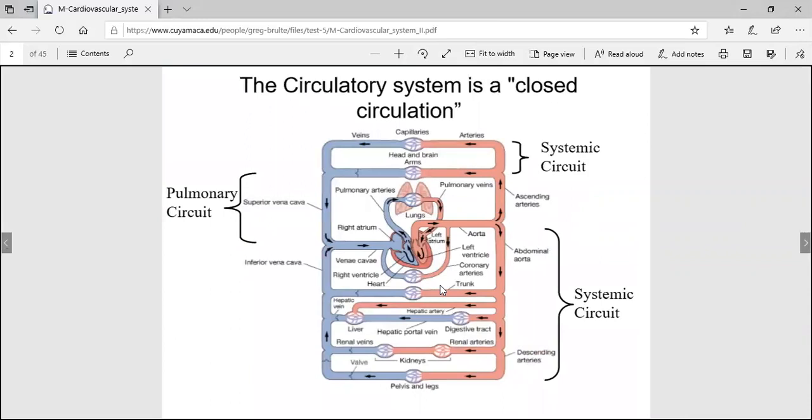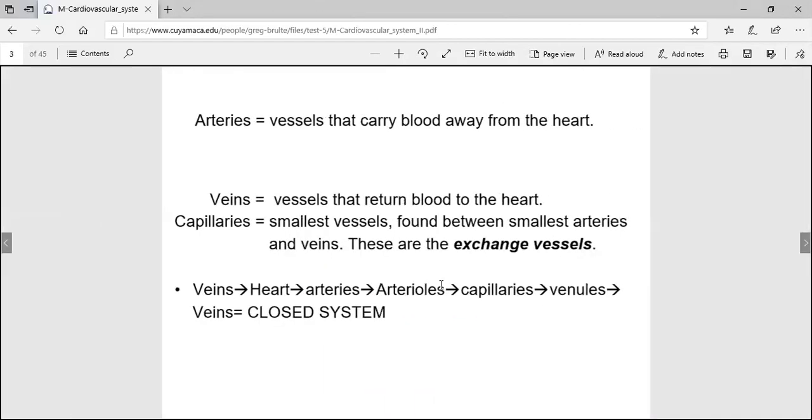So don't forget it's a closed system. That means the red blood cells stay inside the pipes: inside the arteries, the veins, the capillaries, the arterioles and the venules. They don't go out into the tissues unless there's trauma or something wrong. We're not talking about the arteries or veins on the heart itself, but arteries carry blood away from the heart and veins carry blood to the heart.